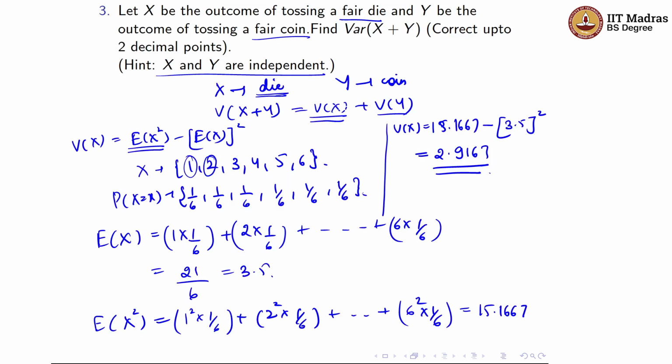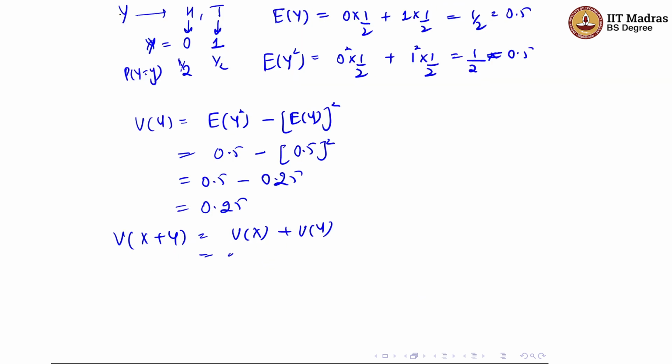So now we will put all these values here, which is the variance of X plus the variance of Y. Here we had 2.9167 plus 0.25. Here we got 3.1667 as the answer. Fine.